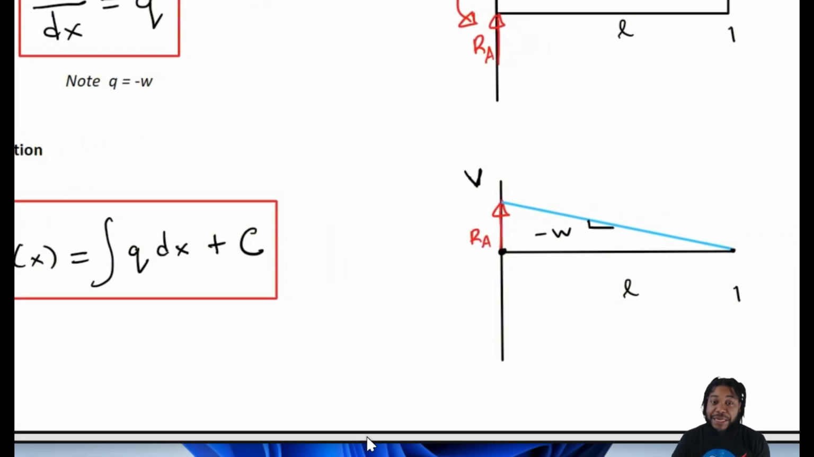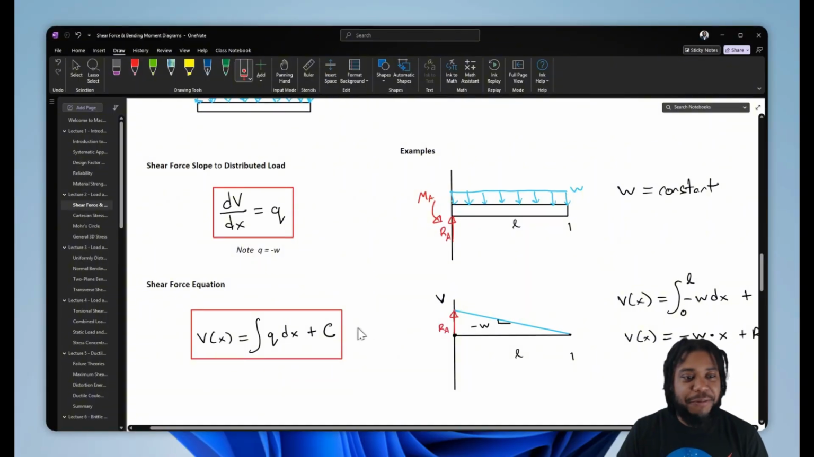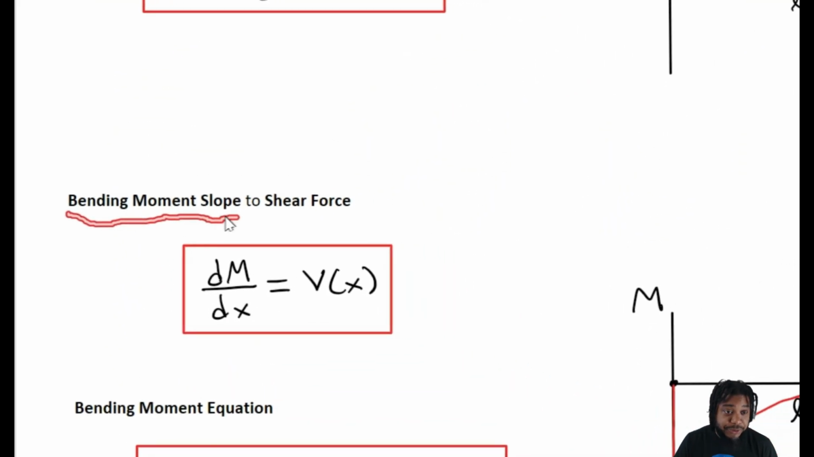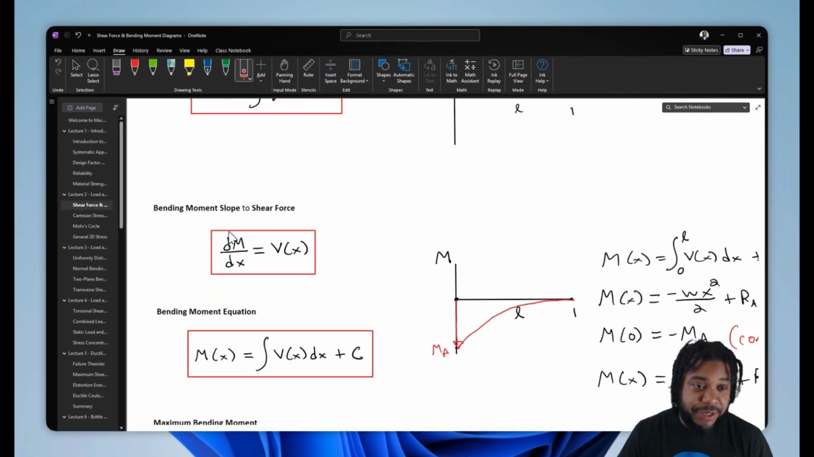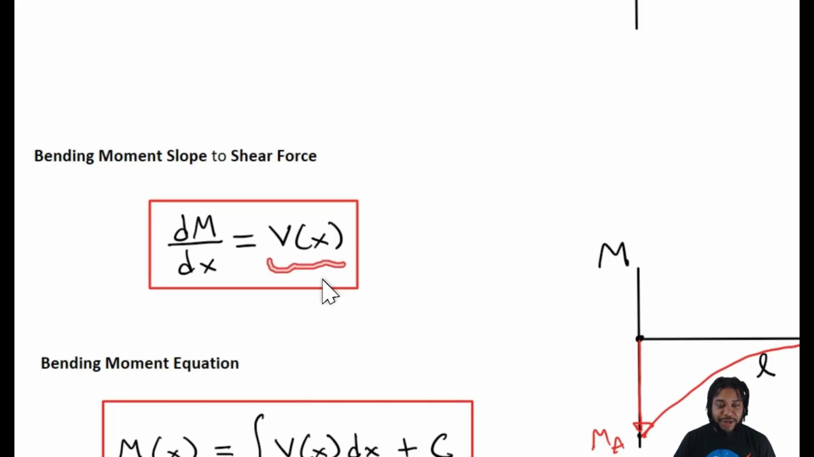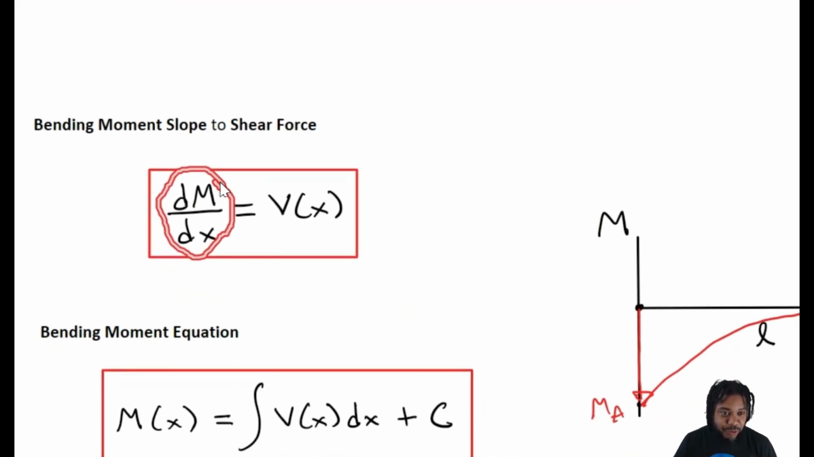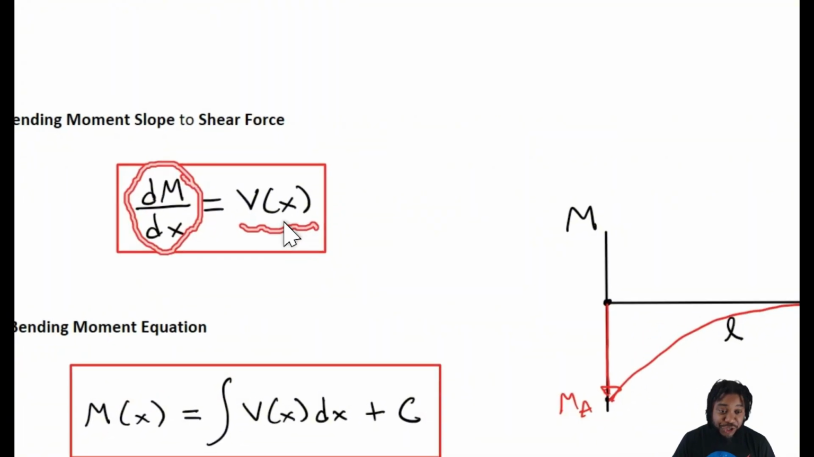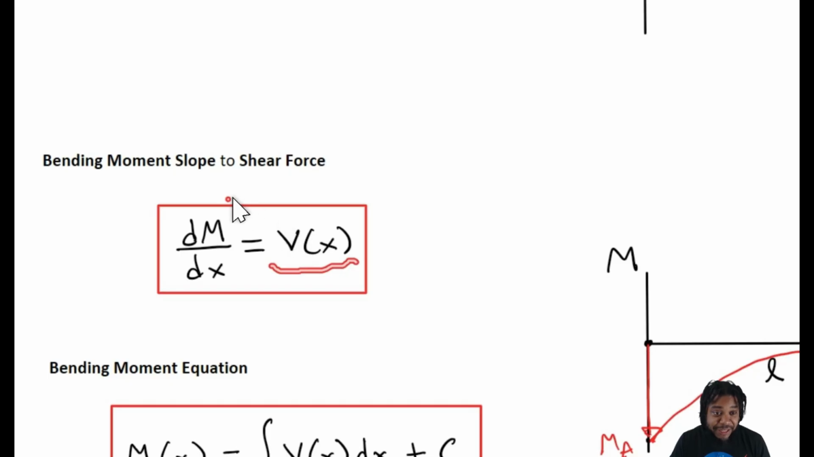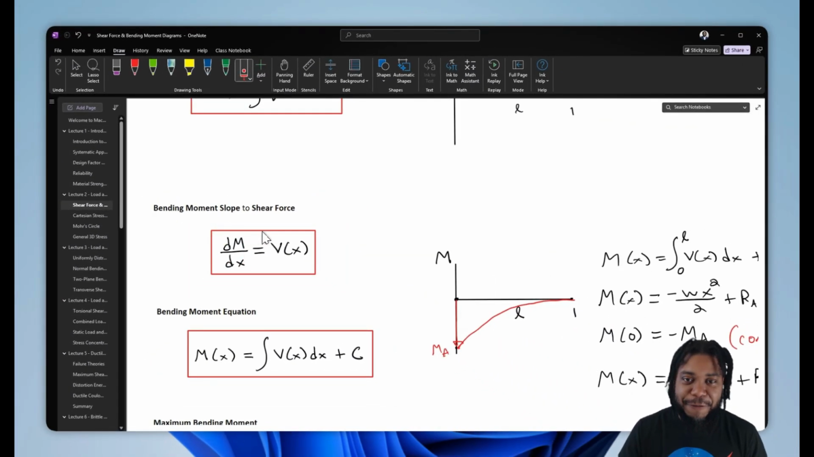But what about the bending moment? We've got to find that, right? So let's consider that the slope of our bending moment diagram, dM/dx, or the change in the bending moment over a change in distance, is equal to the shear force, right? So the slope of our bending moment diagram is equal to the shear force at any particular position. So if our shear force is changing, then our slope is changing in the bending moment diagram. It's kind of crazy, right?